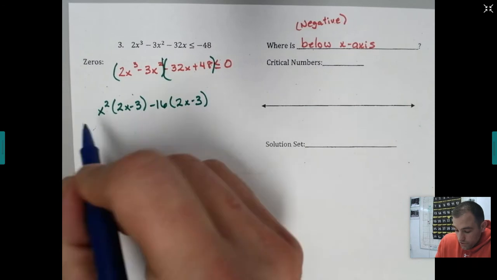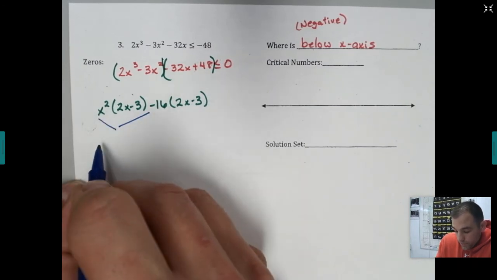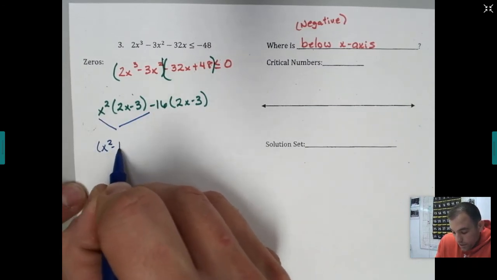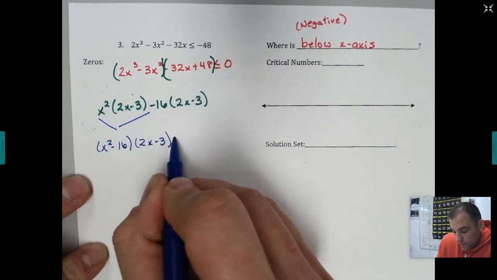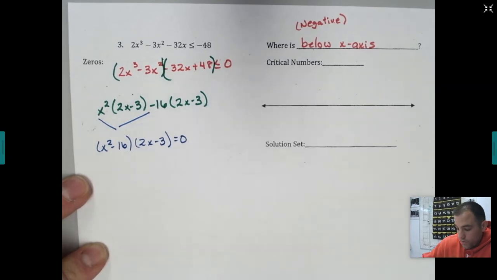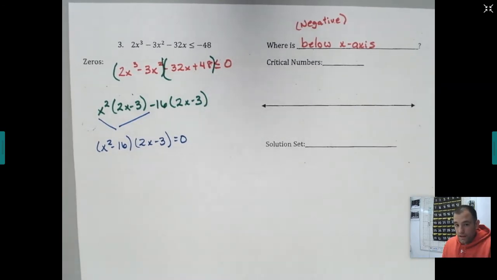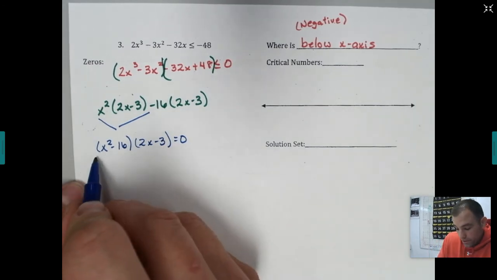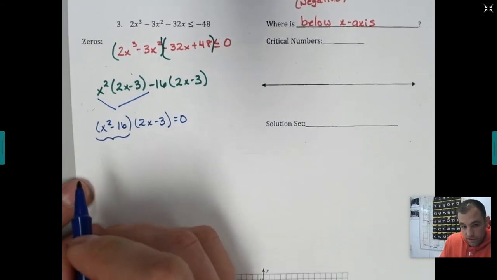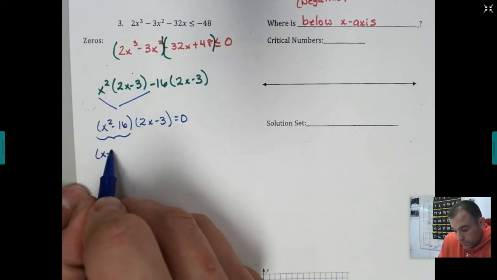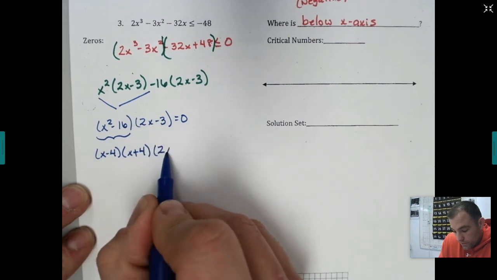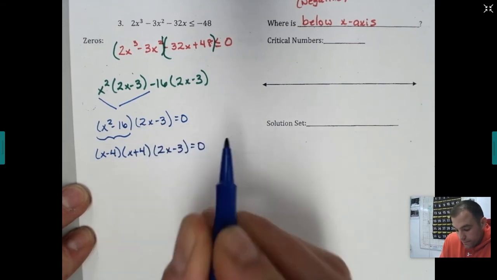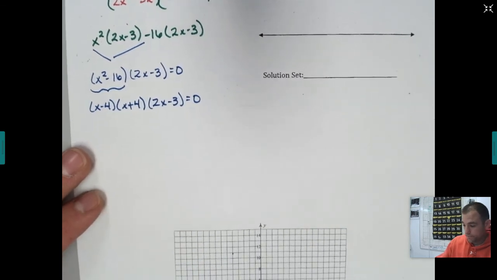So then I take the 2 on the outside and put them together, x squared minus 16, and then I keep the 2x minus 3 the same, and it equals 0. Because remember, we're not worried about that inequality until the end. All right? Now I could still go a little bit further because this part is a difference of squares. So x minus 4, x plus 4, and then the 2x minus 3 has stayed exactly the same. So now I factored it.